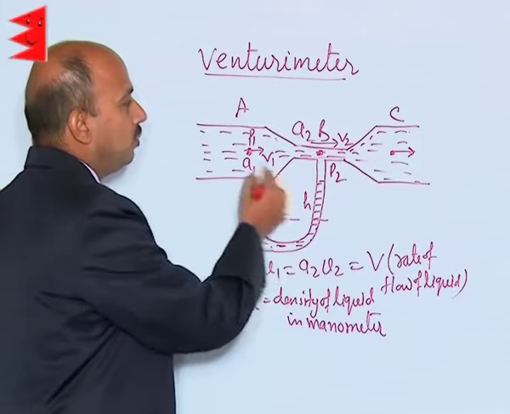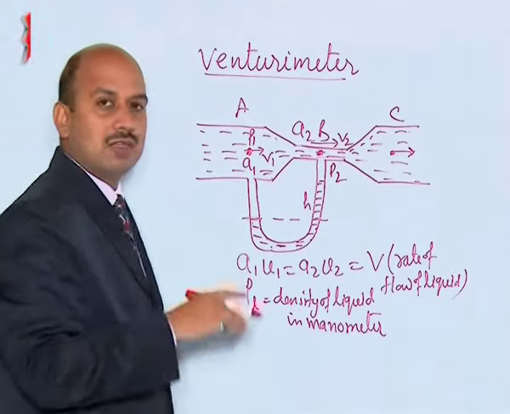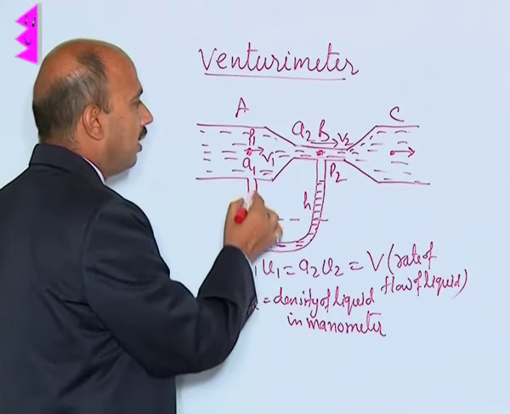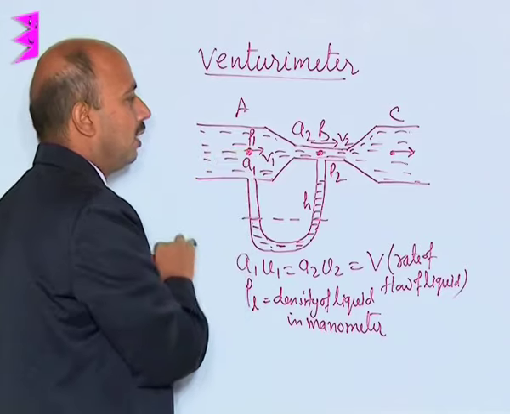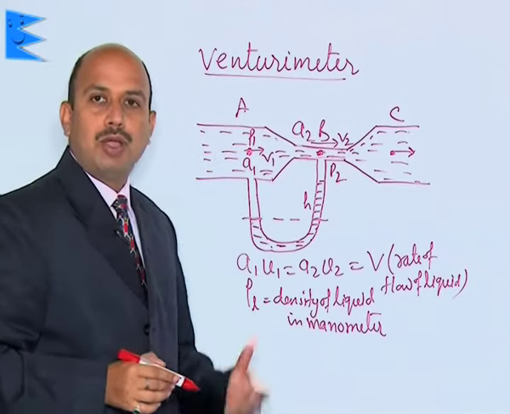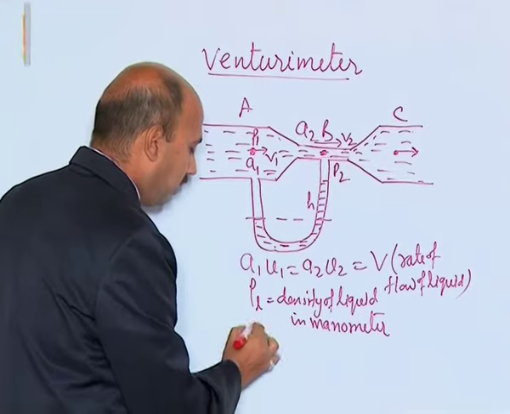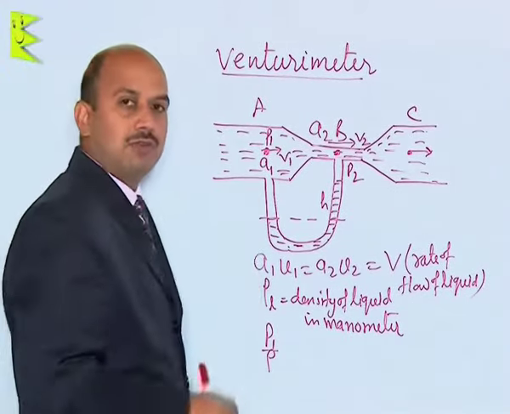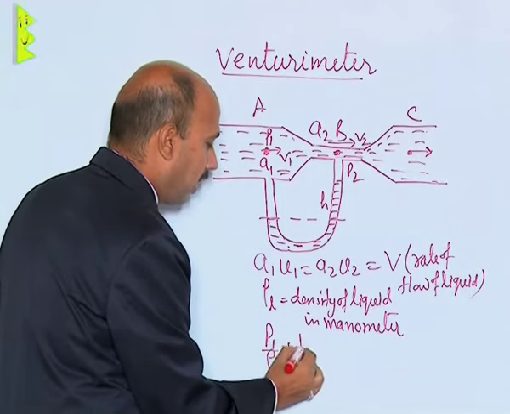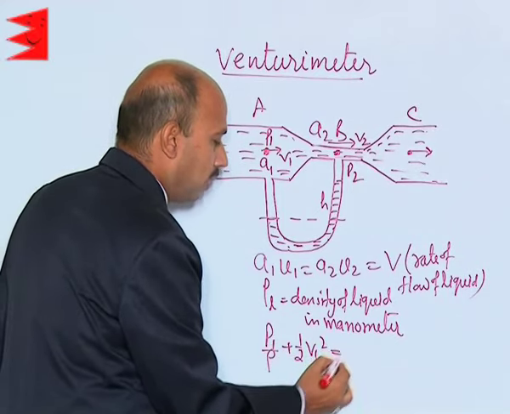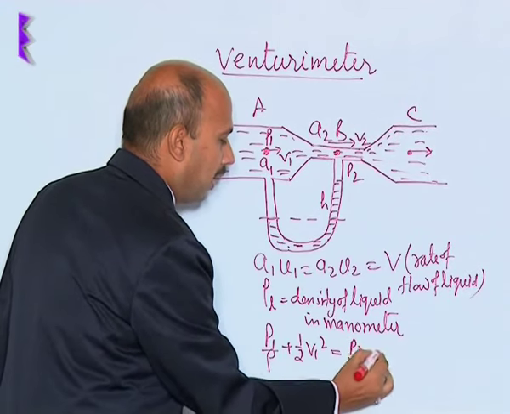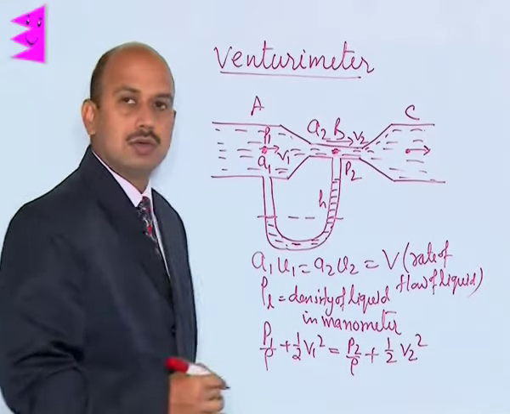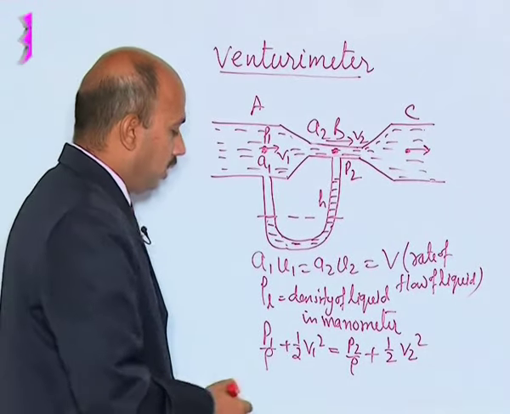Now the axes of both the tubes are at the same level, so there is no change in gravitational potential energy. So we can write total energy at the point A is equal to total energy at the point B. So we can write P1 upon rho, where rho is the density of the liquid which is flowing, plus half V1 square is equal to P2 upon rho plus half V2 square.